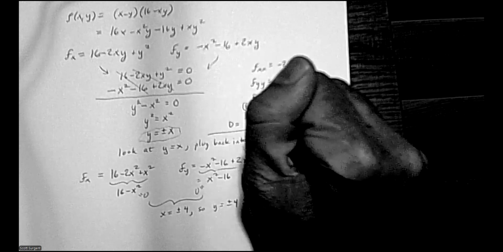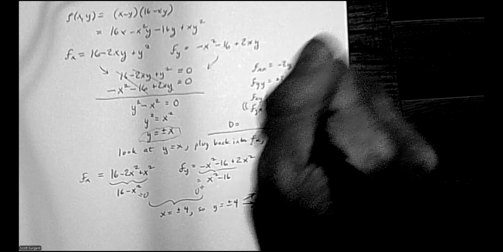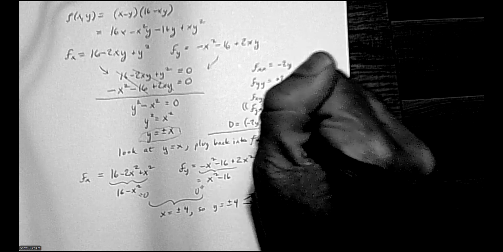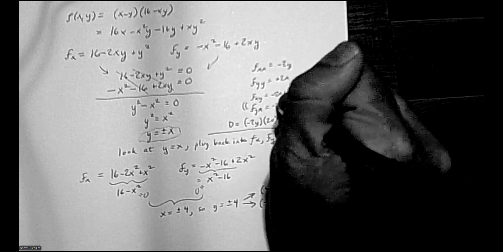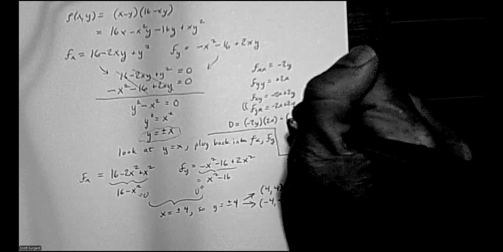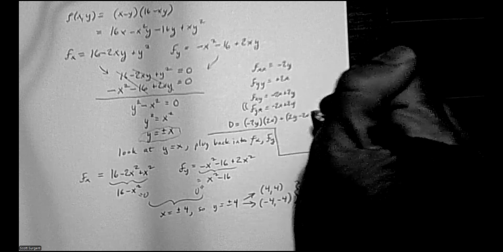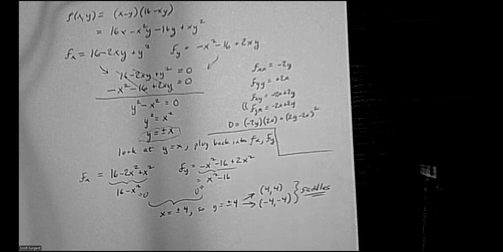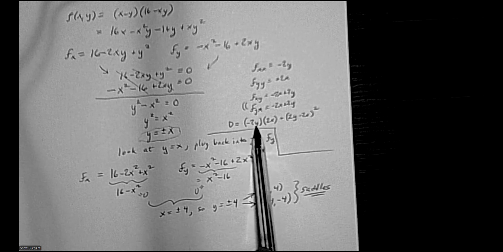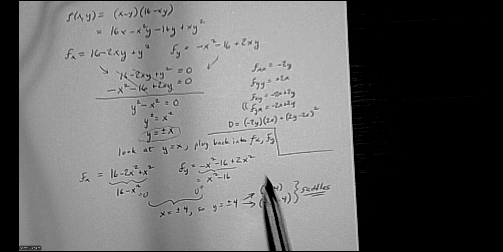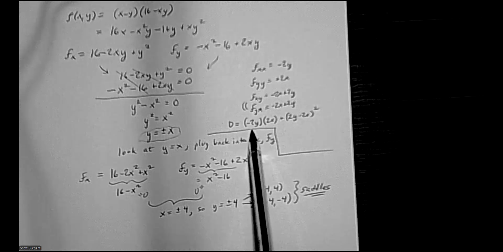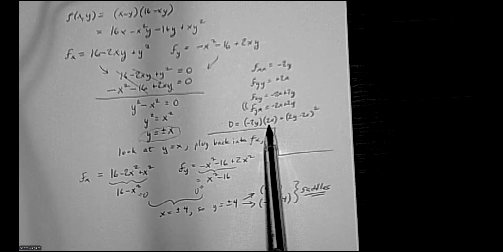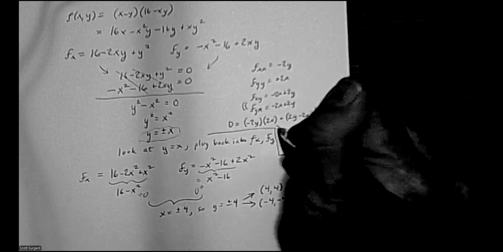You do the D test where you do the partials. So f sub xx is negative 2y. F sub yy is 2x. And you have this thing. I'm going to write it this way. Quantity squared. And then what you do is you pop in the x and y values, and you just see what you get. If you put in a 4 and 4, you get negative 8 times 8, which is negative 64.